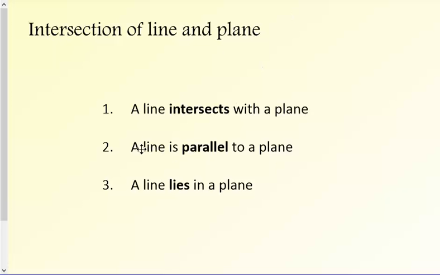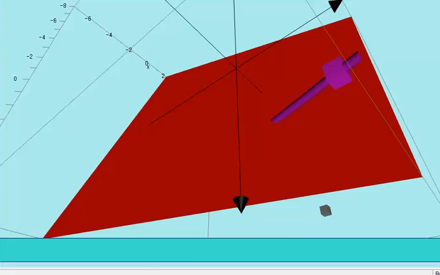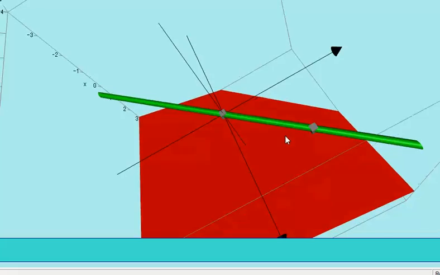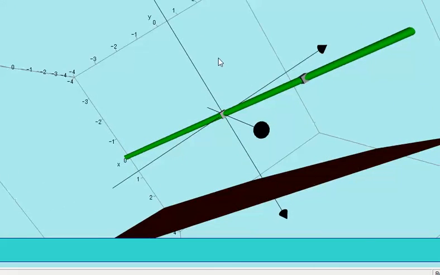The second possibility is that a line and a plane could be parallel to one another. So here's an example of what that might look like. There's a line, there's a plane, they're parallel to each other. They're not going to intersect.